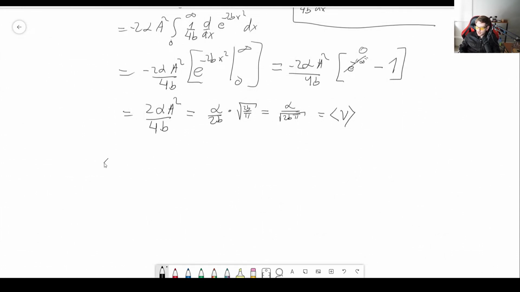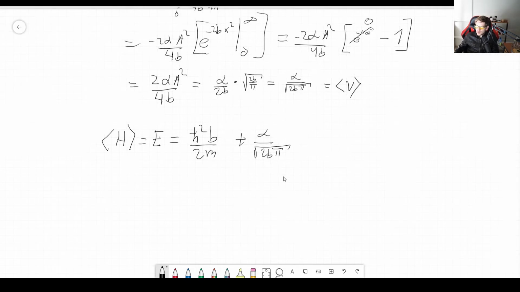So there is our value, h bar squared b over 2m. So the expectation value of the Hamiltonian, which is of course going to be the energy estimate, is going to be the value for the kinetic term, which we already found, h bar squared b over 2m, plus the potential one, which is alpha times the square root of 2b over pi. Okay, so now we want to minimize this. So we want to take the derivative of our energy with respect to b and set it equal to 0.